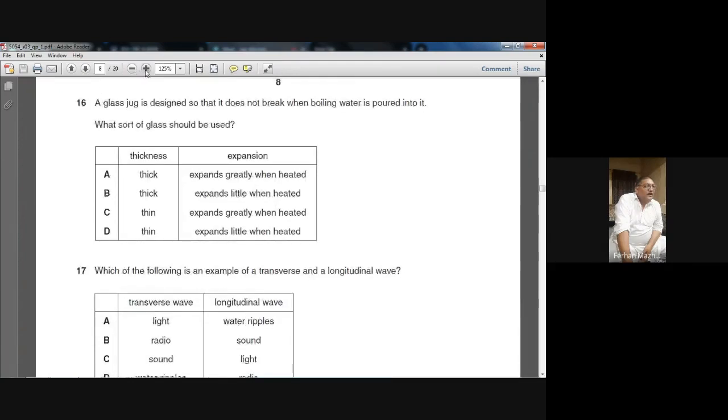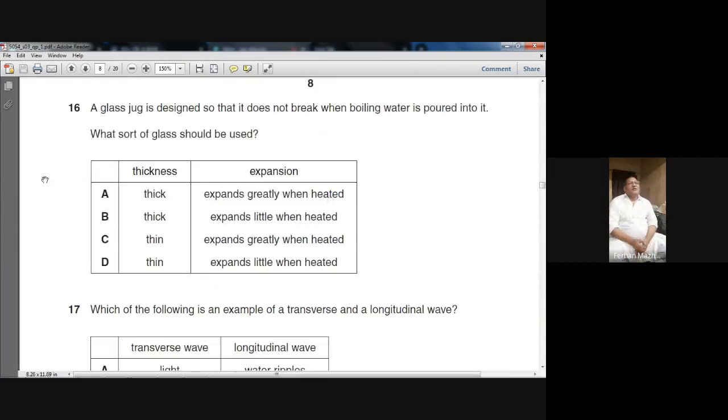On your screen, question number 16 is showing. A glass jug is designed so that it does not break when boiling water is poured into it. What sort of glass should be used? If you don't want the glass to break, the glass should be thin, and it should expand little when heated. Yes, sir. It's very important that the glass should be thin and it should expand little when heated.